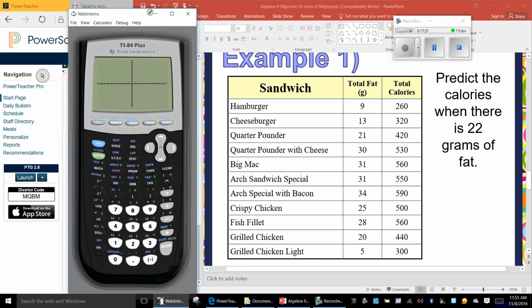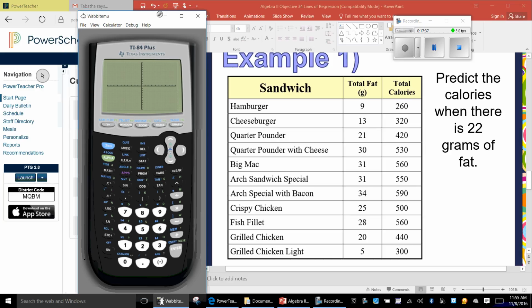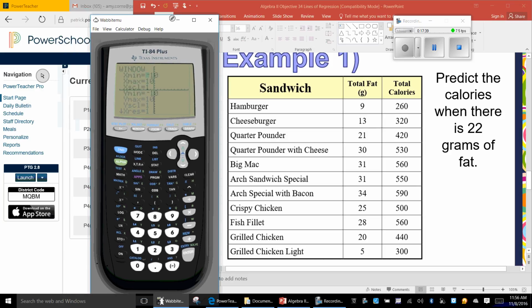260 all the way to 590. So do you understand? 260 is way up here. Well, this is only going to 10. Okay, that sounded very country, didn't it? Okay, to 10. So what we're going to do is we're going to fix our window.